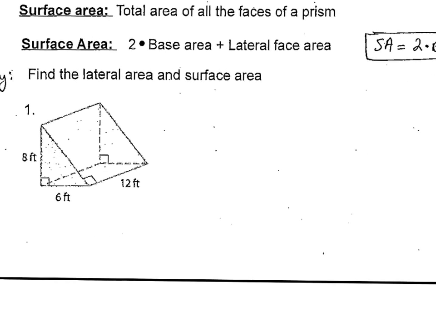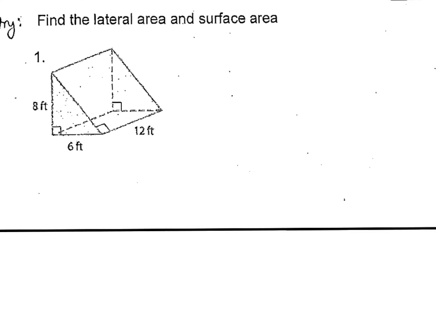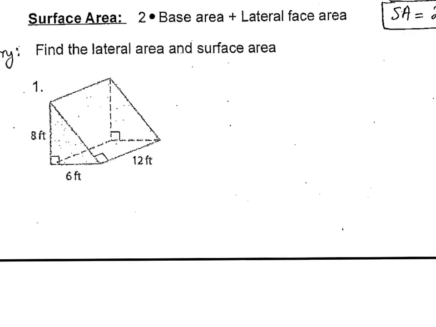We'll start with a triangular prism down here. I think the rectangular prisms are the easiest, so we're going to skip that for right now. Find the lateral area and surface area of this triangular prism. So we do have some formulas for this. Let's go ahead and write out our formula. Lateral area equals P times H. P stands for the perimeter. I'm talking about perimeter of the base.